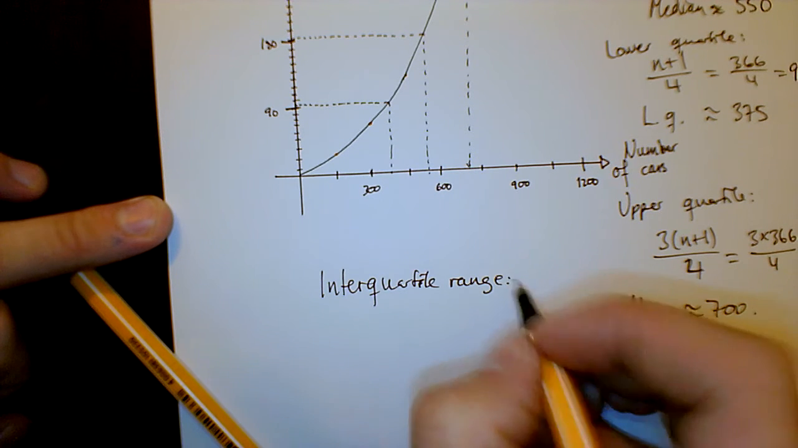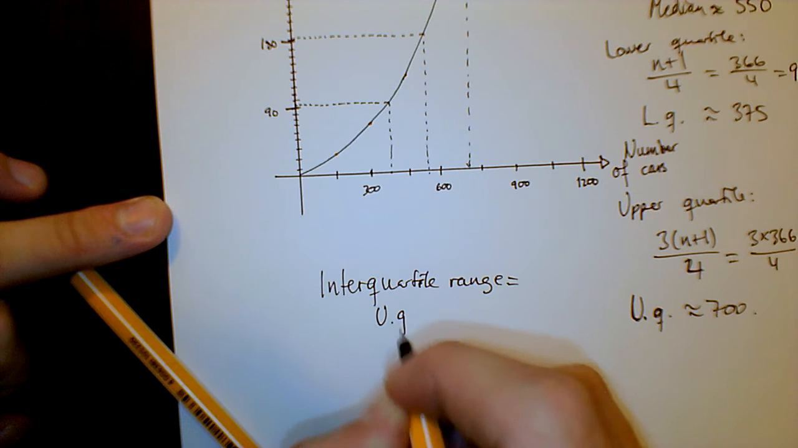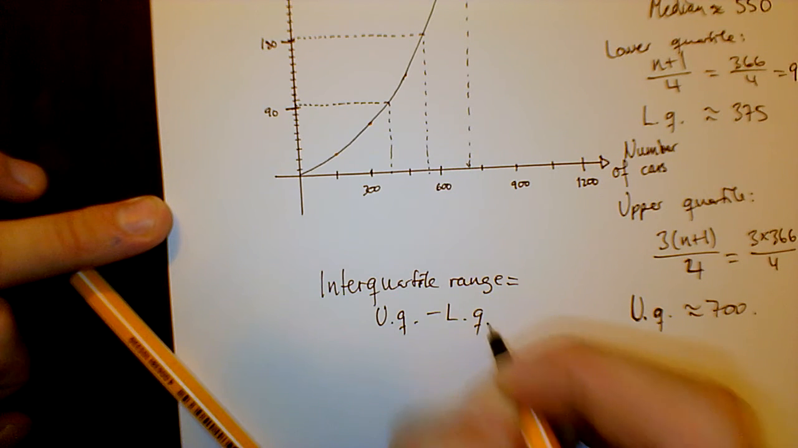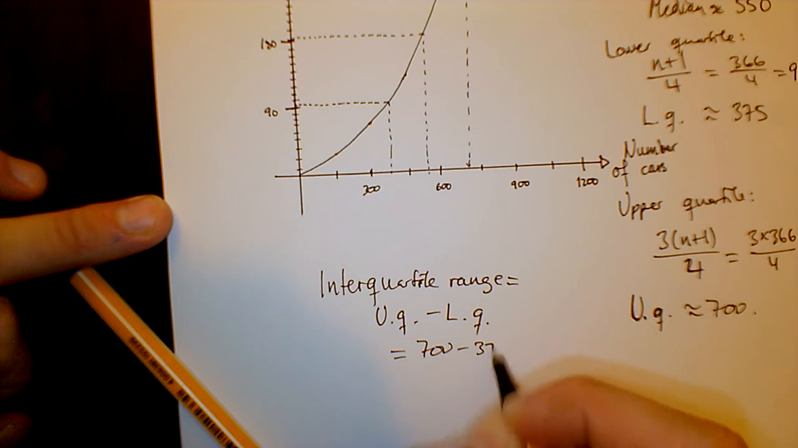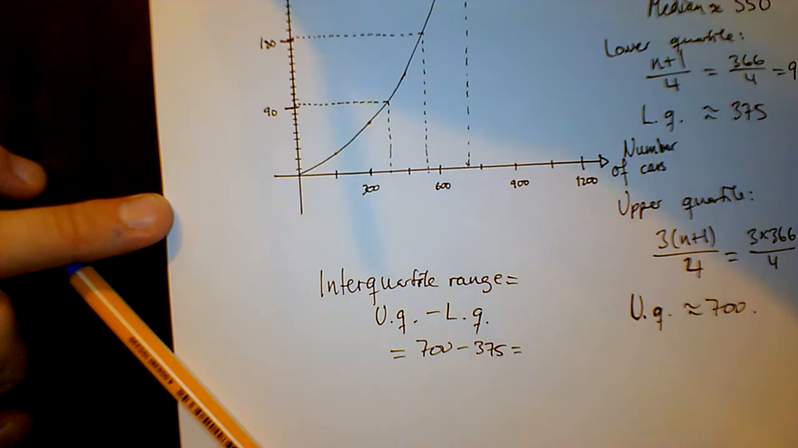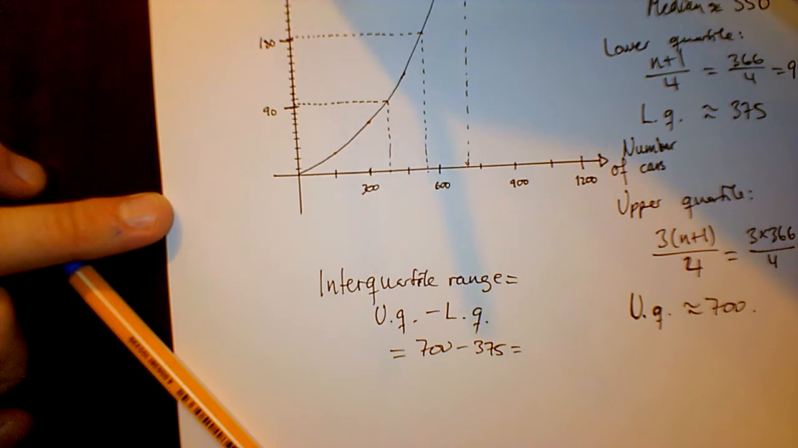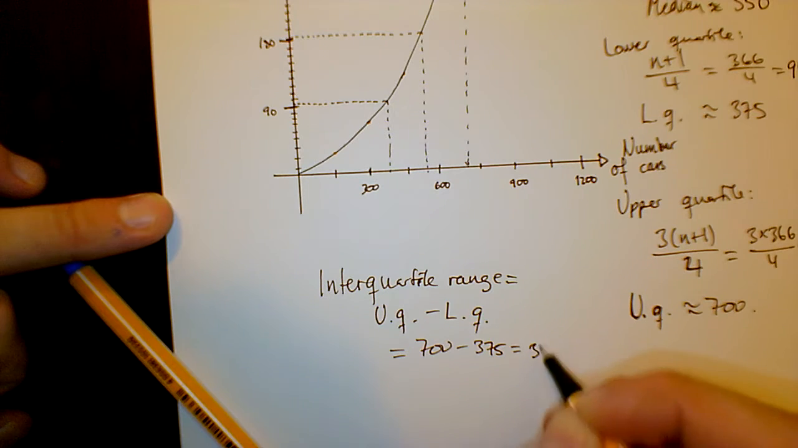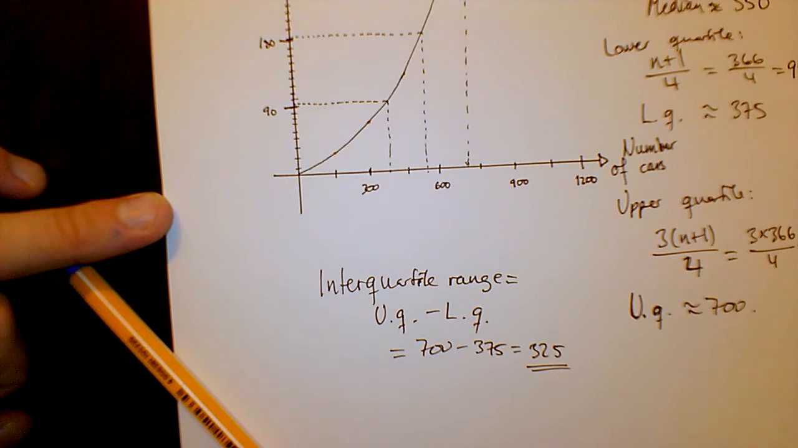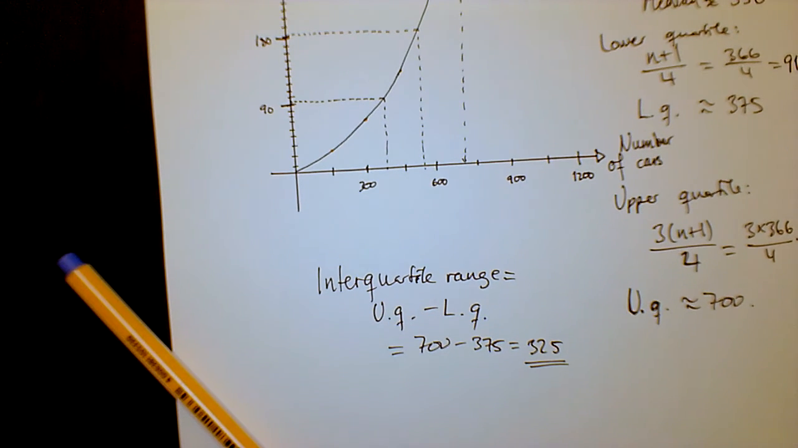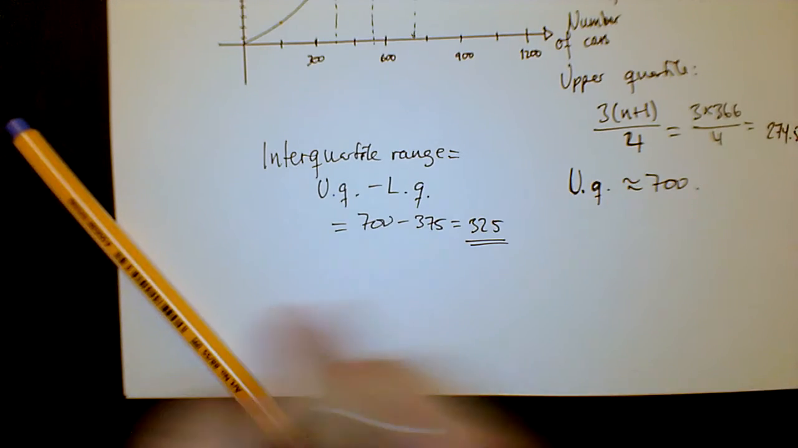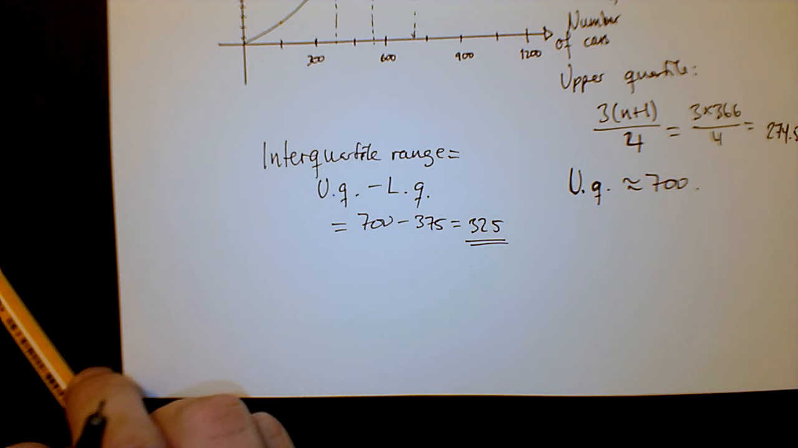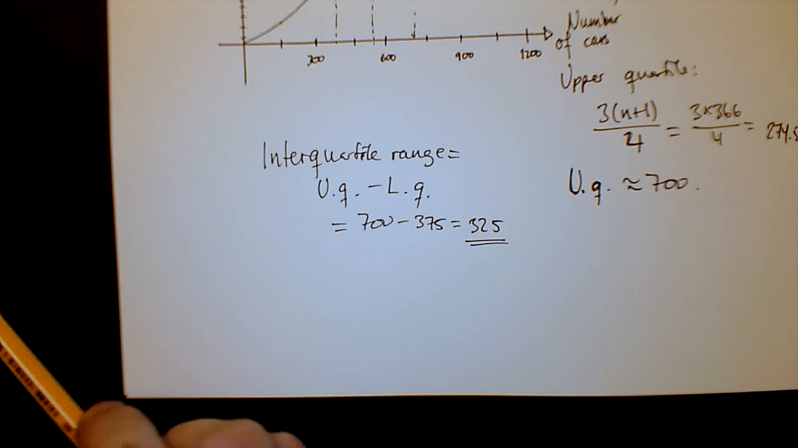So then we get the interquartile range. That's equal to upper quartile minus the lower quartile. So that should, in this case, be 700 minus 375. So that's equal to 325. So that should be the interquartile range. And then the last question is, on what percentage of days were there more than 800 cars in the park?